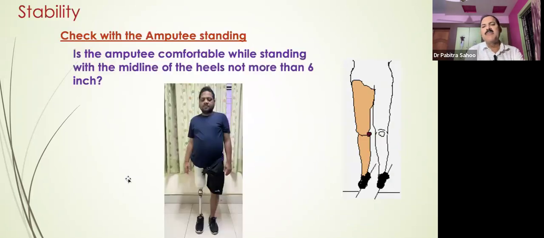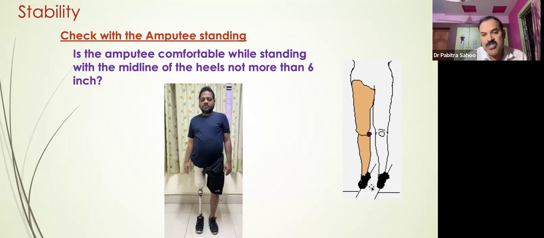Then look for the stability of the patient. Ask the patient to stand comfortably and see whether the amputee is comfortable while standing with the midline of the heels at not more than 6 inches, so a minimum of 6 inches apart. If the patient is standing comfortably, then we can say that yes, the alignment is properly maintained and the patient has good stability. If the patient can stand with both feet 6 inches apart, then we can say the patient has good stability.